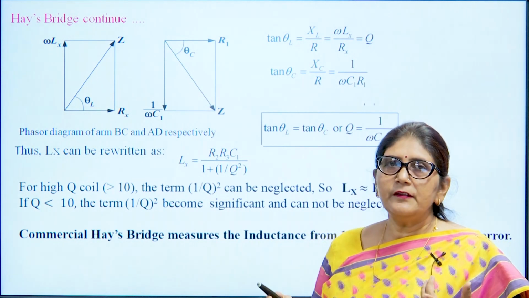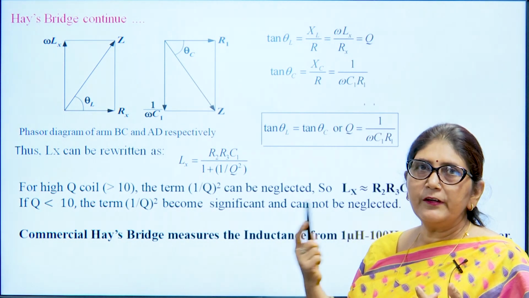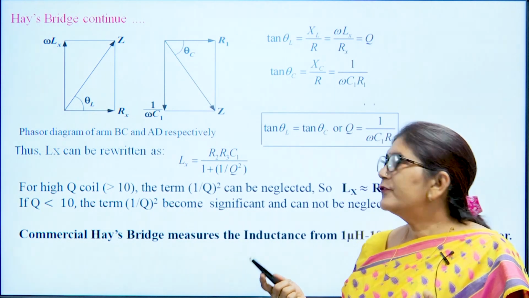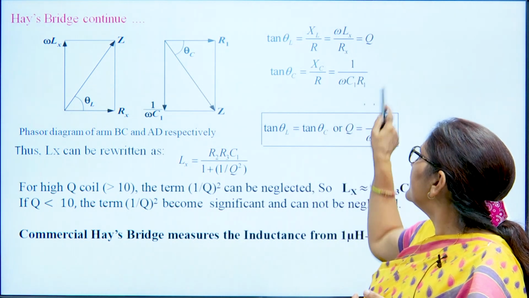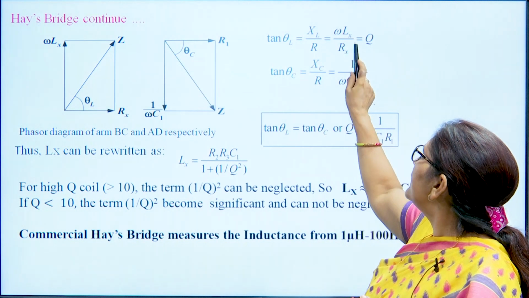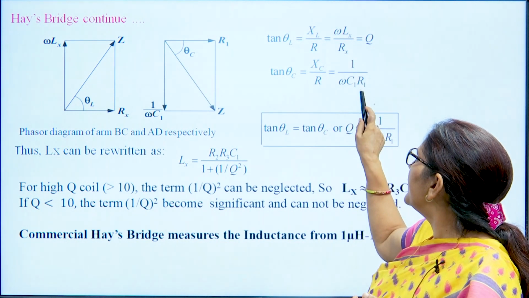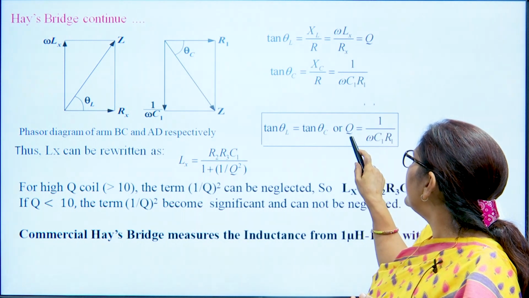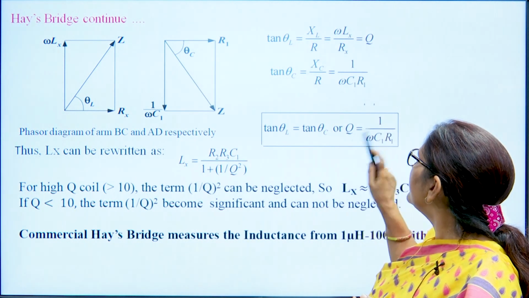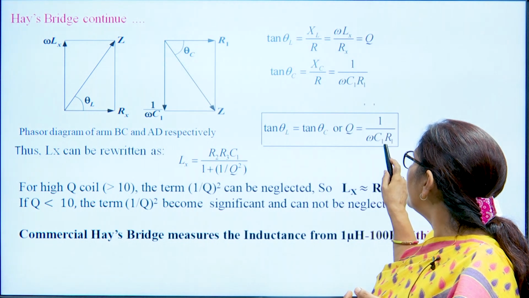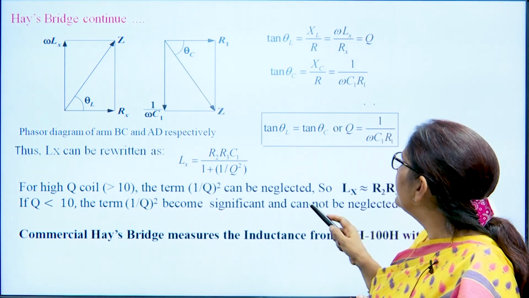Now, in both cases tan theta L is equivalent to tan theta C. So, by solving this equation, we will get omega Lx by Rx is equivalent to 1 by omega C1 R1. So, this is equivalent to Q. So, Q is equal to 1 by omega C1 R1.